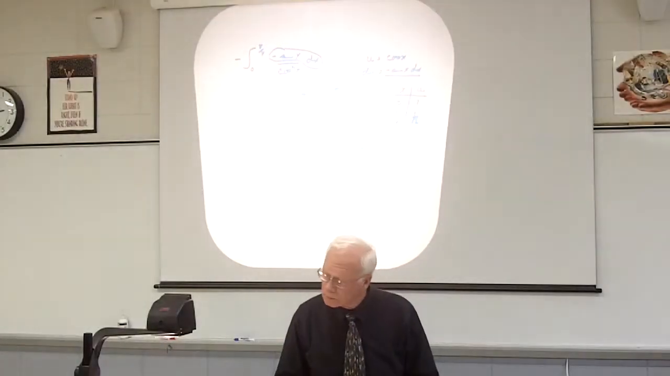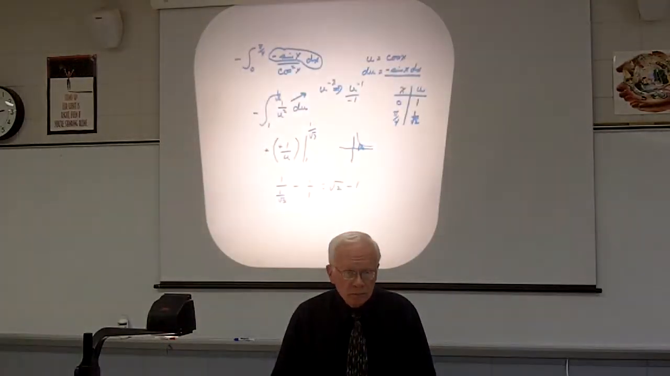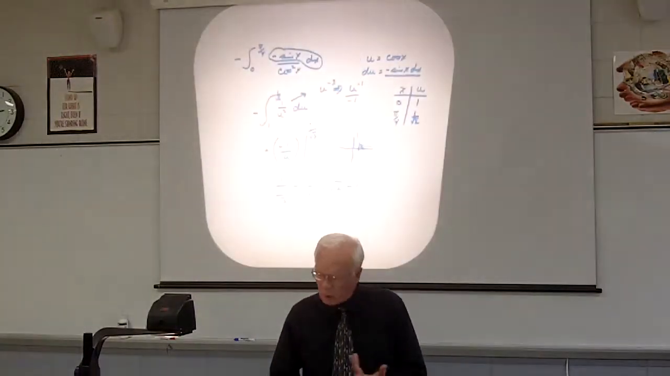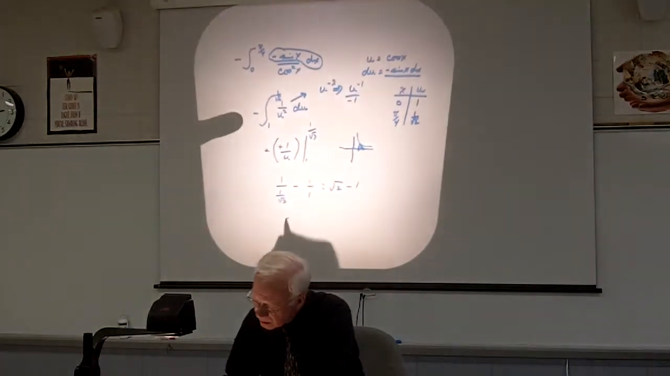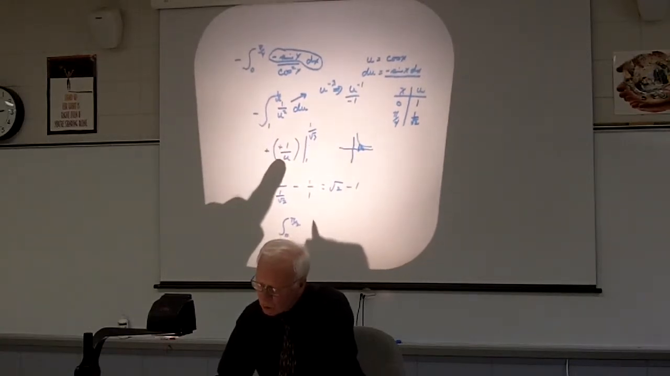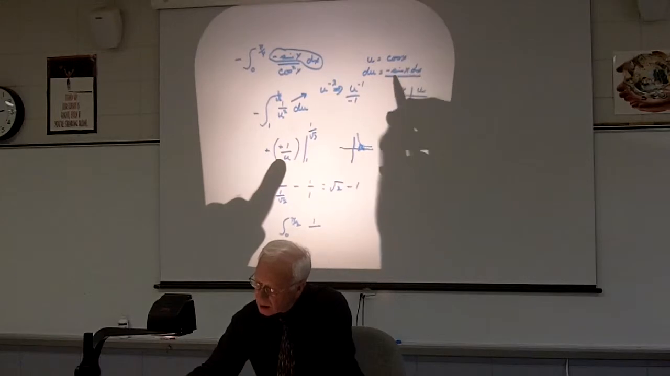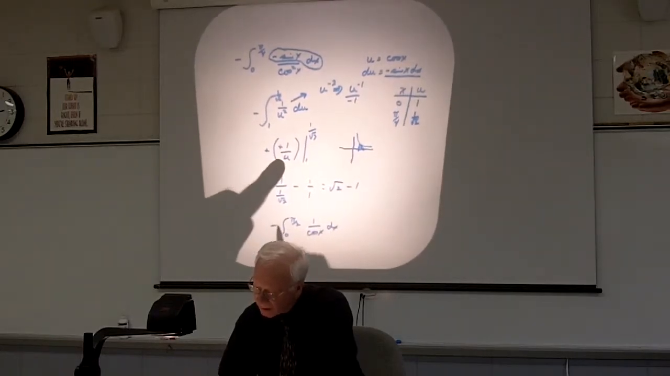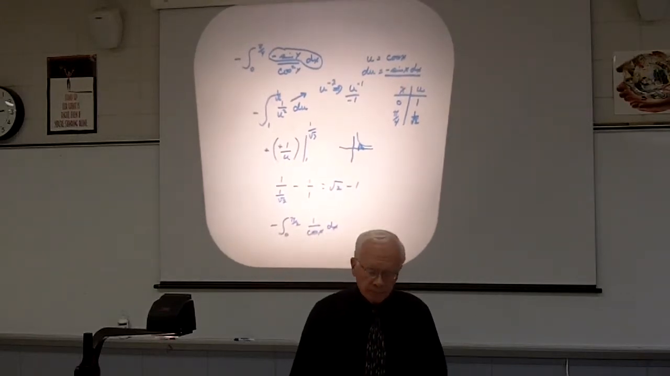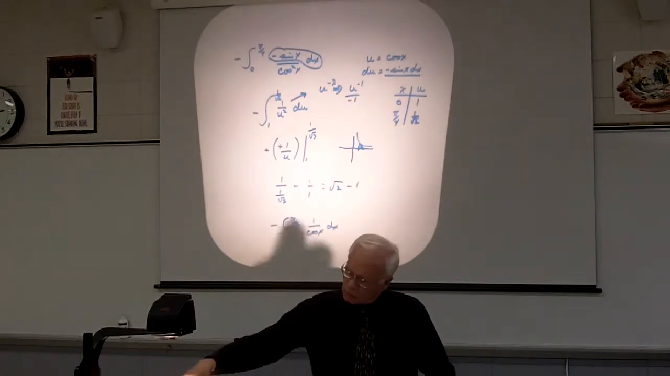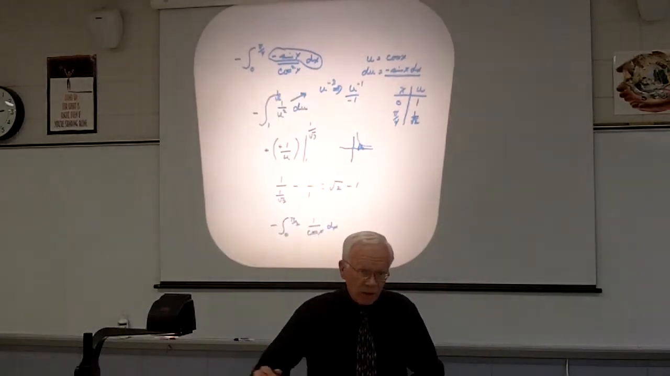Yes? Do you have to put x into a table like that and find your value for u? No, you don't have to. If you don't want to, you can leave it like it is, going from 0 to pi halves, and then when we get to this point over here, you put 1 over cosine x dx, then minus here. That'll work. This book pretty well dominates, does this almost every time.